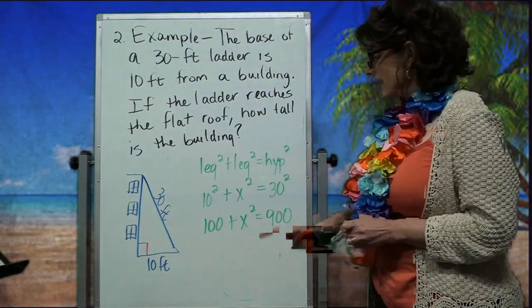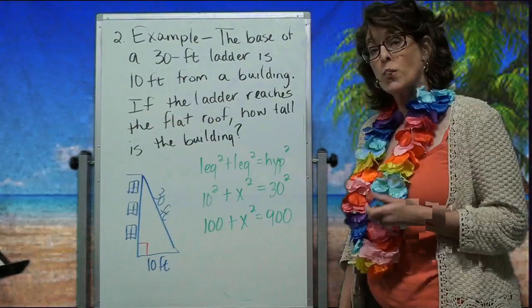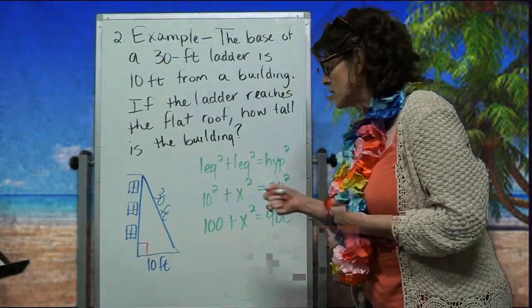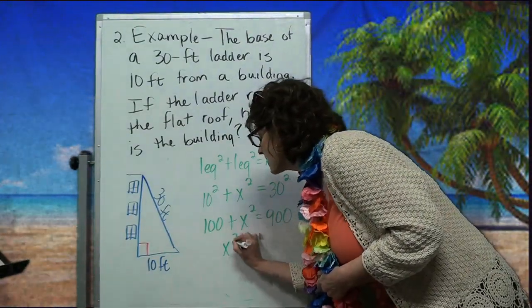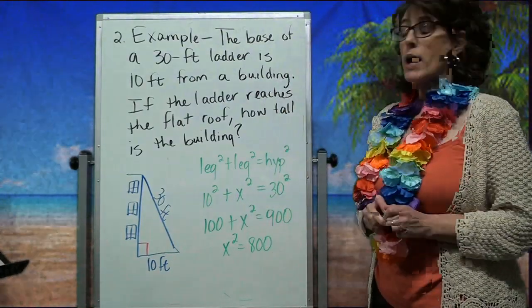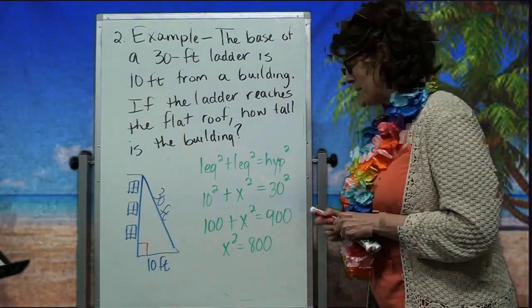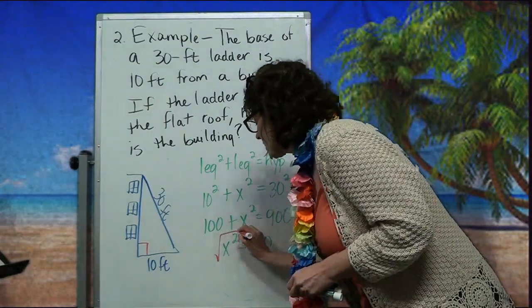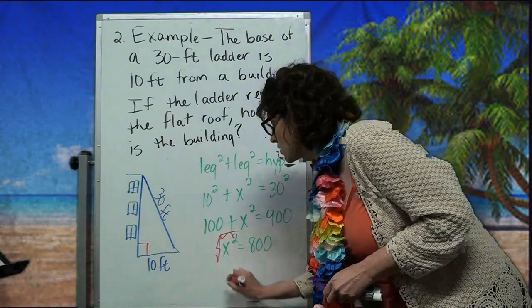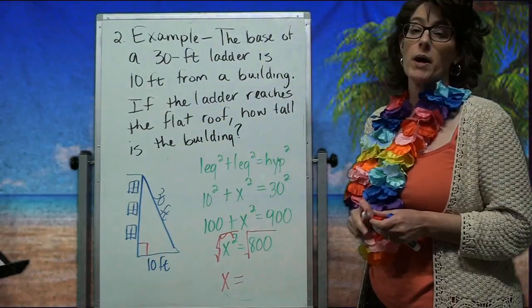Now I want to get that x all by itself so that I can take the square root. Here again comes that square root property. So I'm going to subtract that 100 from both sides. 900 minus 100 is going to be 800. And now I'm ready to take the square root of both sides because I've isolated my squared term. So I'm going to take the square root of this, squaring and square rooting cancel each other out. I've got my x all by itself. I'm going to take the square root of this side as well.